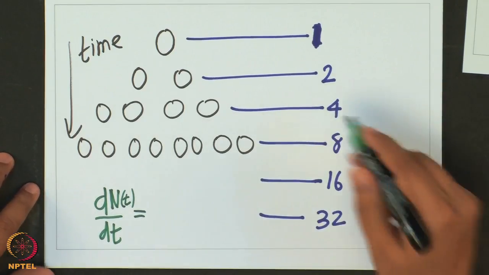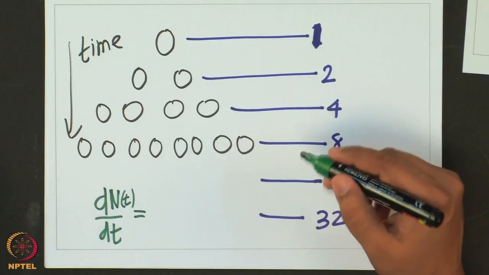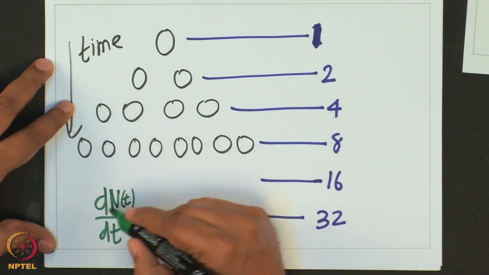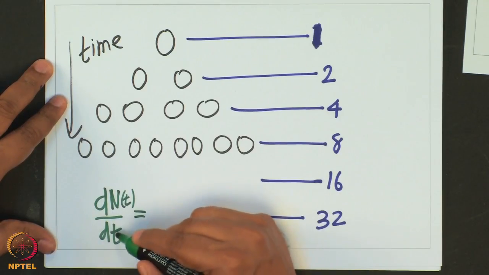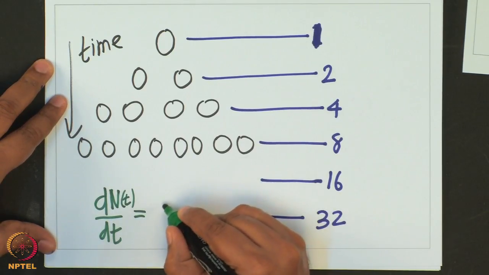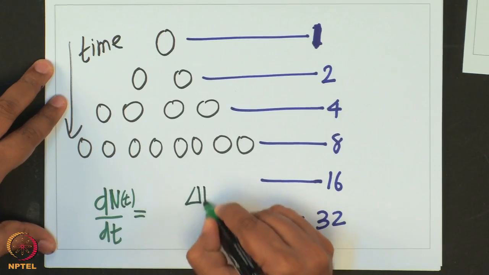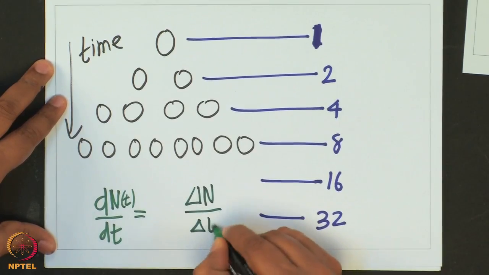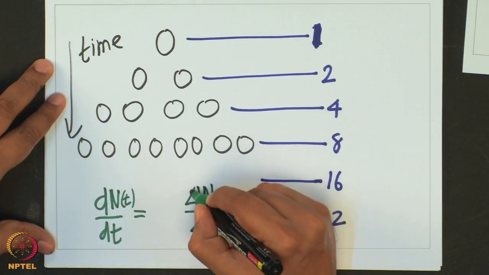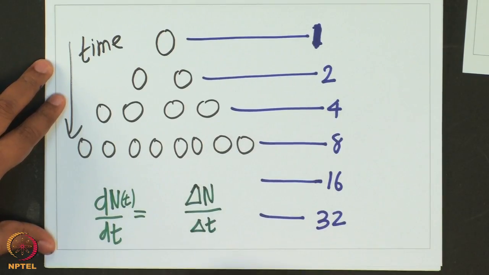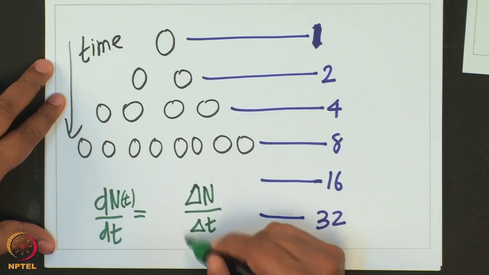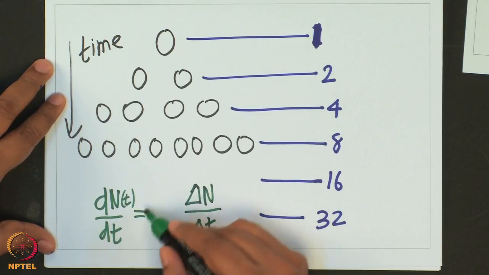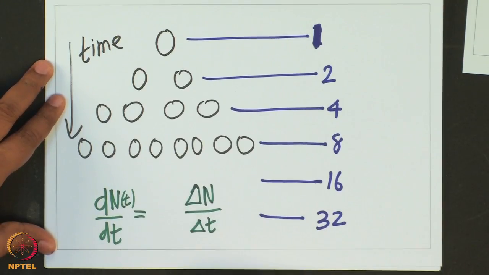Now let us think about it and look at what we have. So dn is the change in n as the time changes by delta t. This is equivalent to delta n by delta t for small t. We know from calculus that dn by dt is delta n by delta t, and when delta t is very small, you can write it as dn by dt.